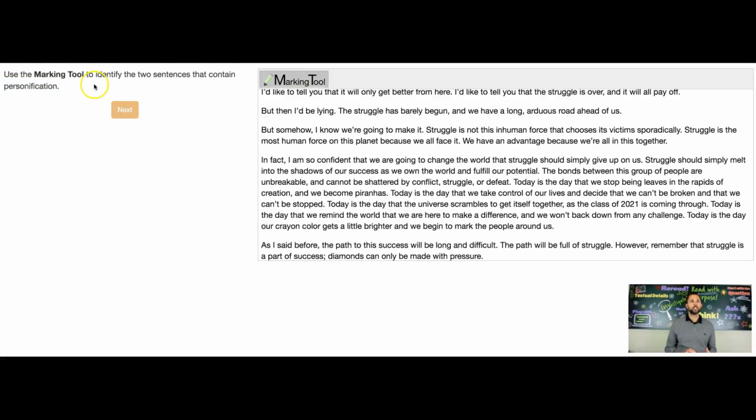Use the marking tool to identify the two sentences that contain personification. So let's start with the word personification. Personification is when inanimate objects are given human-like characteristics, like a trash can can smile or burp. A rock can shrug its shoulders or cry. Rocks and trash cans can't do the things that humans can. They're inanimate. They can't move.